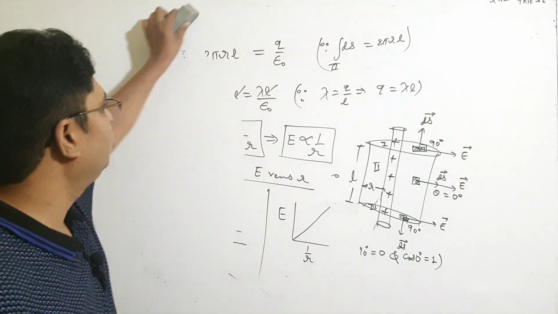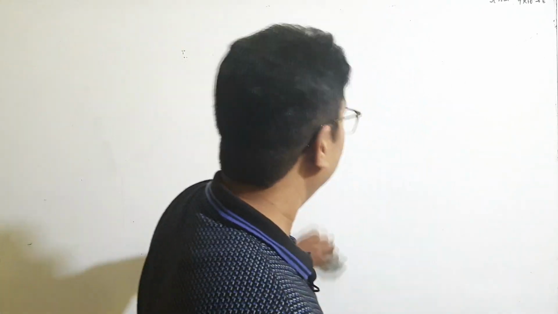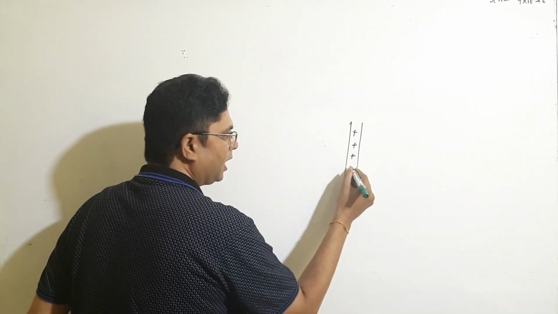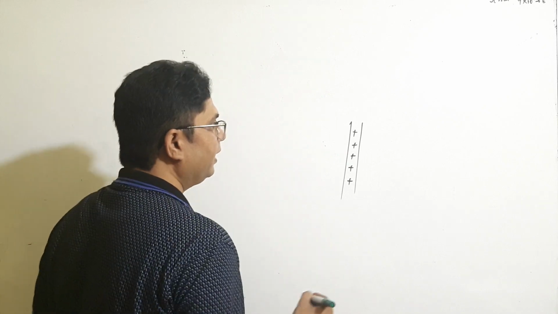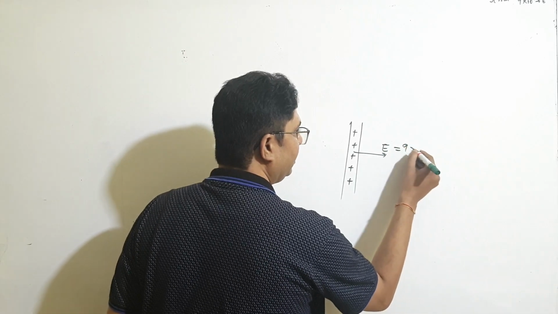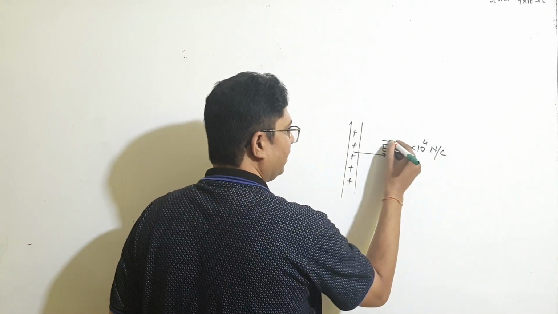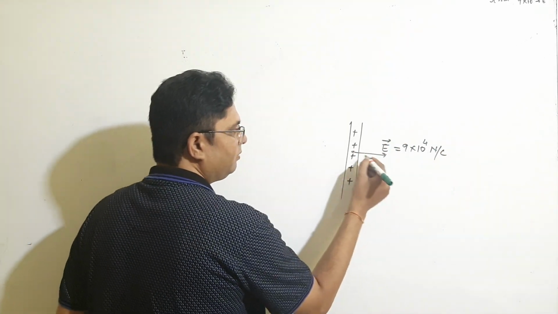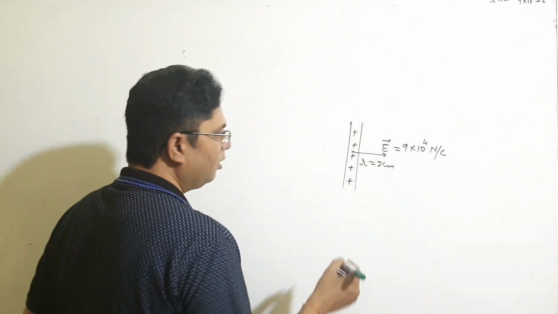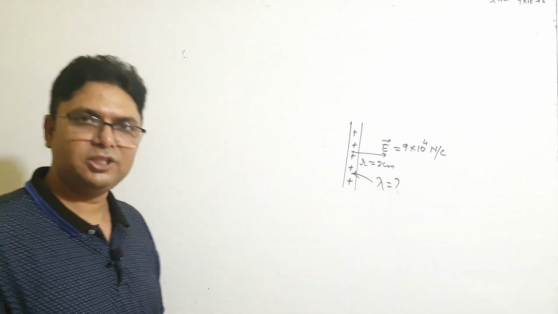Let us understand a numerical based on this topic. Here I am giving you a charged wire. This charged wire produces electric field. Electric field E is equal to 9 into 10 to the power 4 Newton per Coulomb. And let the distance between these 2 points R is equal to 2 centimeter. Then what is the value of lambda? What is lambda? Lambda means linear charge density.